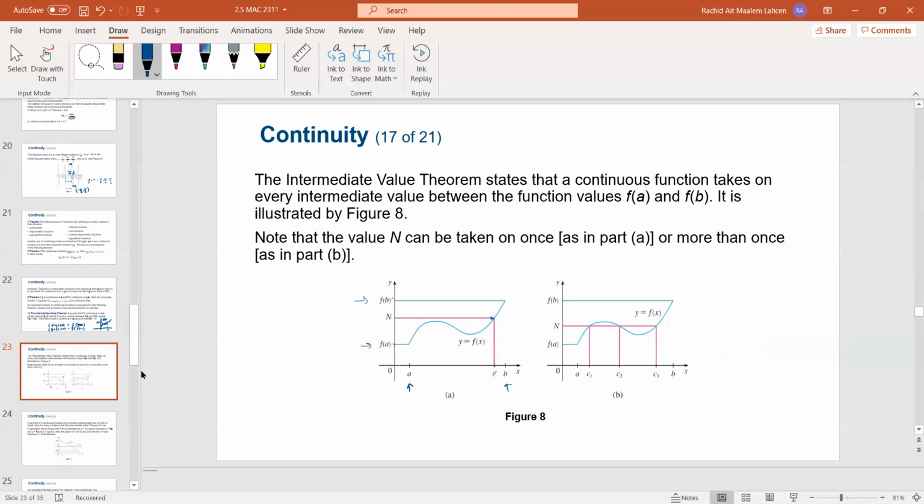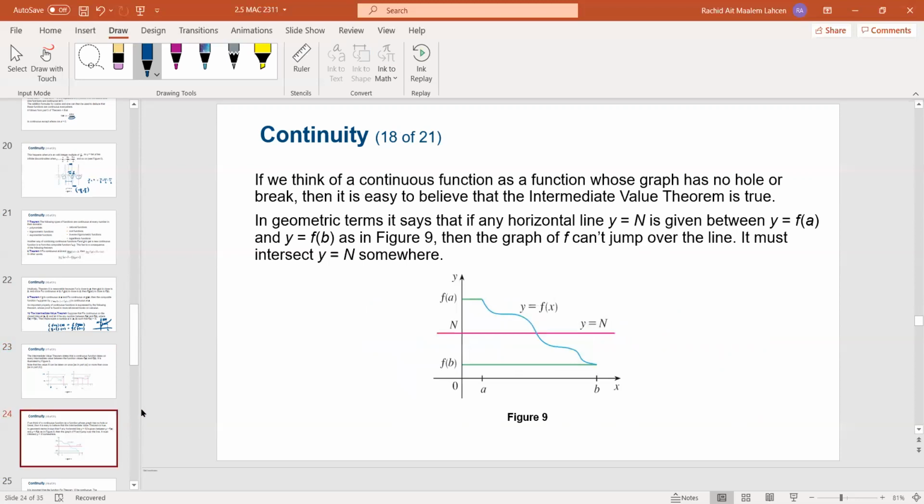And look at it as well here. There is C1, there is C2, there is C3, but the point is it's continuous. If N is in between these, it must capture it. If you pick an N in between these two, then it has its value there on the x-axis. Another picture to it: F of A, F of B. If F of A is higher than F of B, and there is N, then it's kind of decreasing. And as you see, you can project this too.